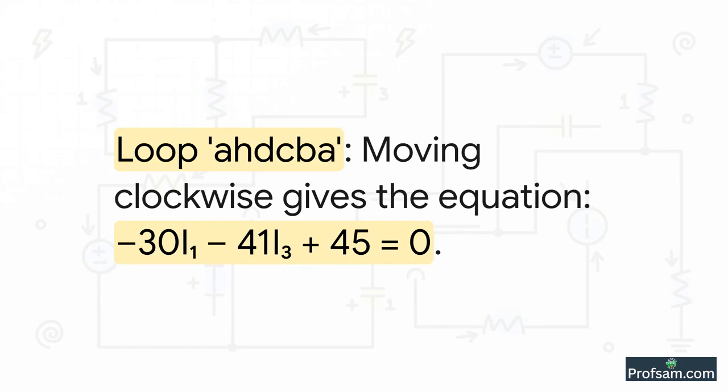Finally, we cross the 45 volt cell, going from the negative terminal to the positive. Remember our rule? That's a potential gain, so we write plus 45. And that brings us back to our starting point A, so we can set the whole thing equal to 0. See? It's just a systematic application of those 4 rules we just learned.